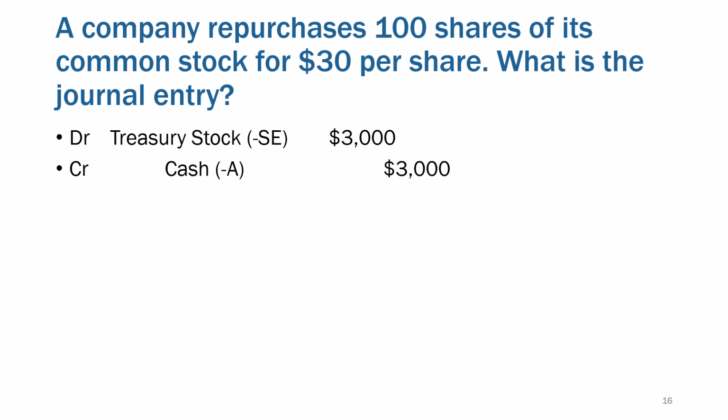and then there's usually going to be a gain or loss. We're either going to be reissuing them at more or less than that $30 per share. If it's more, it's kind of like a gain. If it's less, it's like a loss. But we don't call it gain or loss, because you can't have gain or loss on the sale of your own stock. We instead use the paid-in capital, additional paid-in capital account.